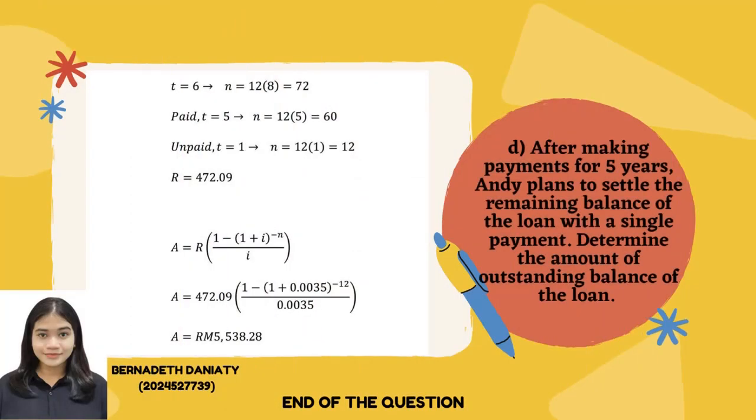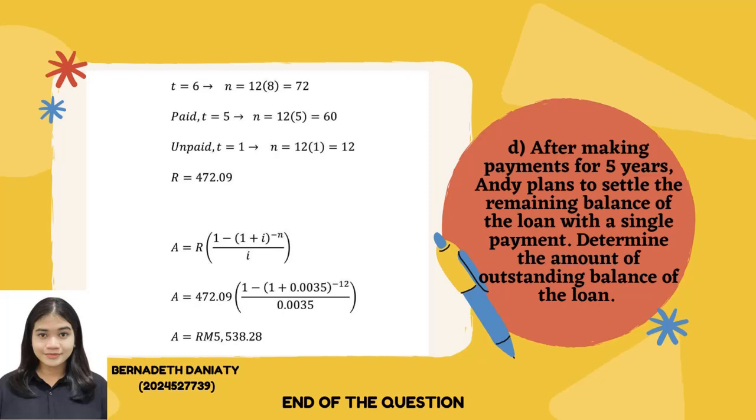D. After making payments for 5 years, Andy plans to settle the remaining balance of the loan with a single payment. Determine the amount of outstanding balance of the loan. T equal to 6, N equal to 12 times 6 equal to 72, paid T equal to 5, N equal to 12 times 5 equal to 60, unpaid T equal to 1, N equal to 12 times 1 equal to 12, R equal to 472.09.